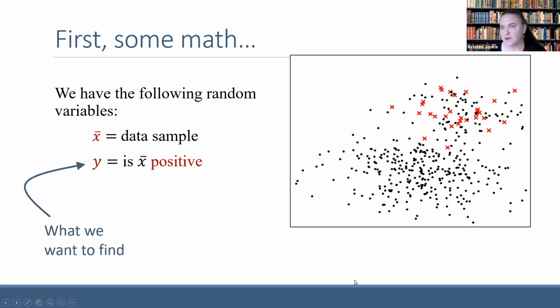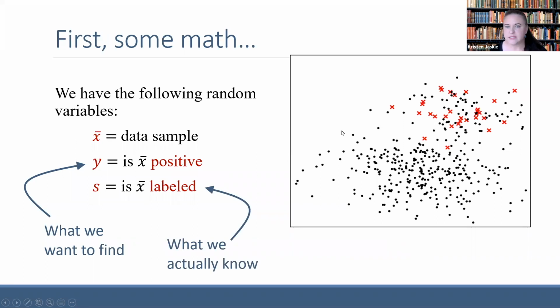So that's what we actually want to find. That's what gives us a classifier, when I can tell you what the label is. What we actually know is whether it is labeled or not, right? So right now I can tell you this is not labeled, this is labeled. This is not labeled, this is labeled, right? That's what we're given, is it labeled or not? So I'm going to call that S. Is it positive or not? Y. Is it labeled or not? S. And I'm going to give you a little key up here so you can keep remembering what that means.